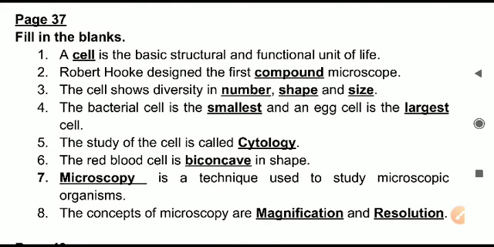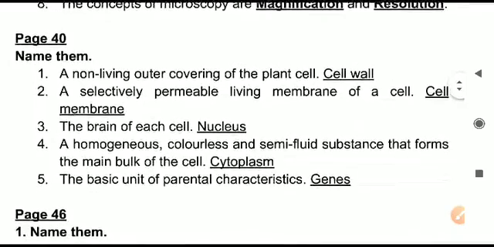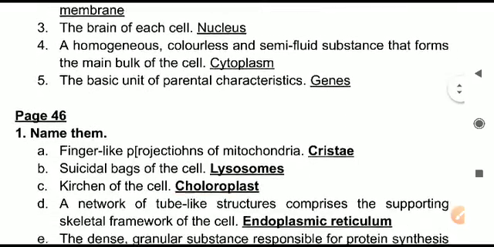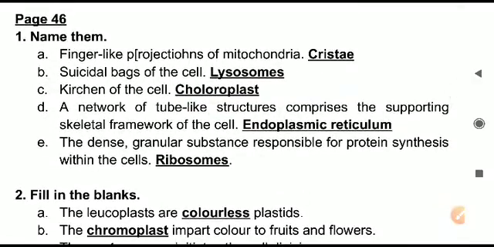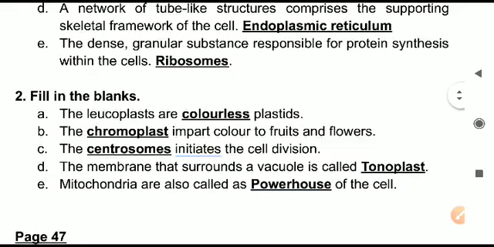So first of all, here we have the fill in the blanks. The answers you can see in the dark black, they are all underlined. Next, here we have page number 40. Name the following questions. Then it is page 46. Here as well, give one word, means name the following questions, followed by the fill in the blanks.